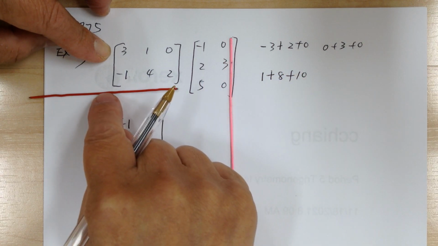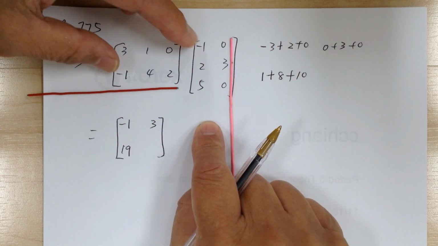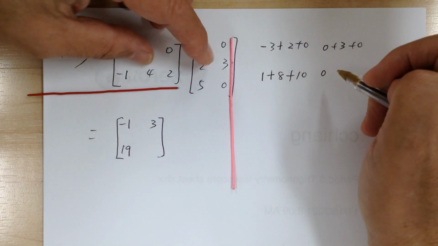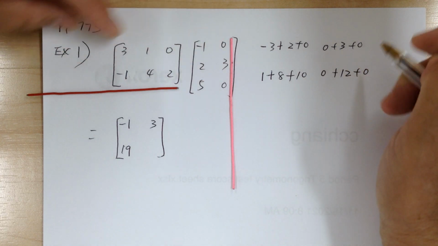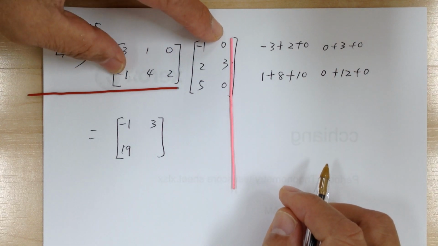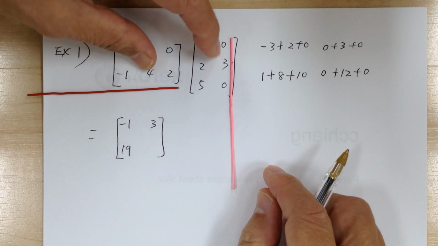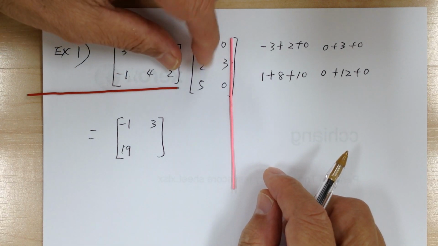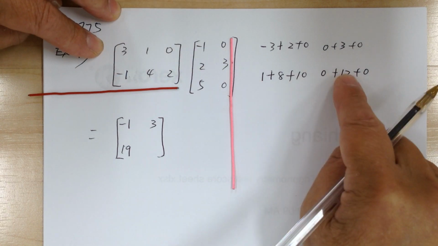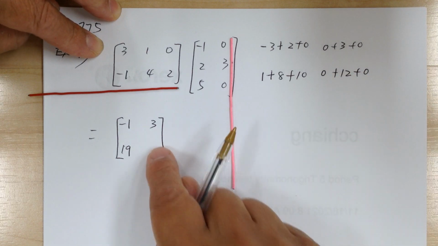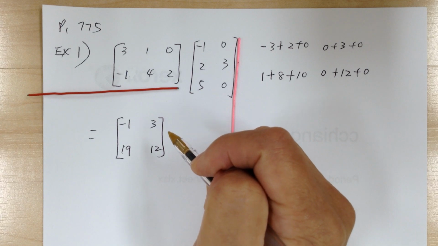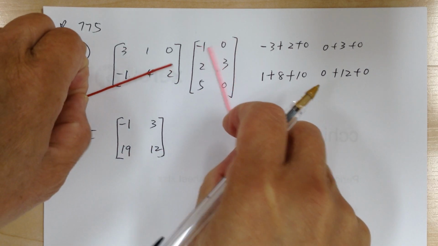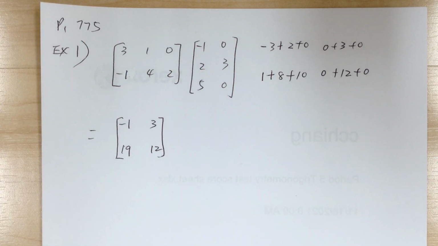So now I'm going to use a second row times second column. So this would be 0 plus 12 plus 0, right? First number times first number, okay? Second number times second number, third number times third number. Again, notice the position. This is the lower right-hand corner, so it goes over here, so it would be 12, okay? And that's the answer. That's how you multiply the matrix, okay?